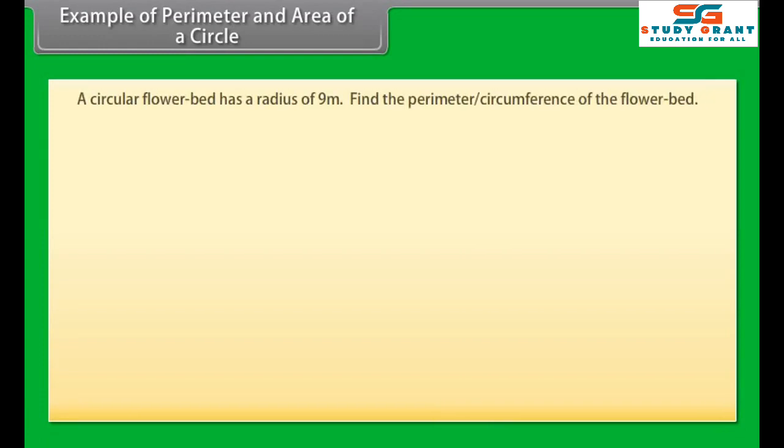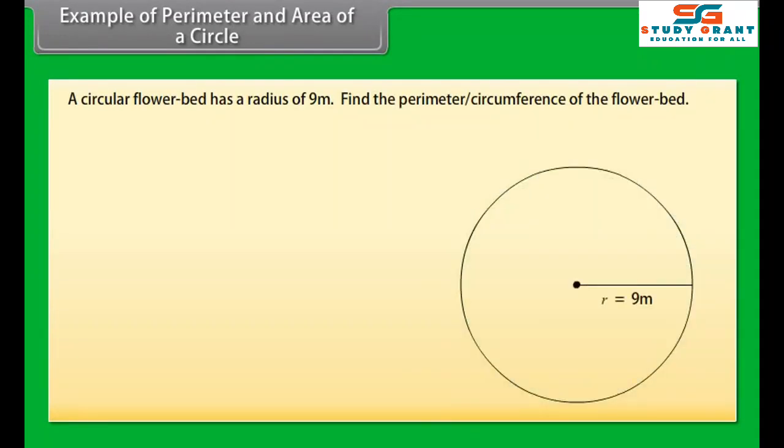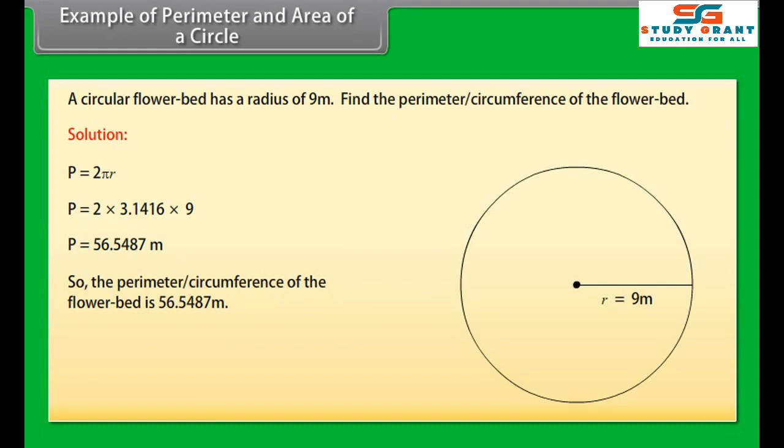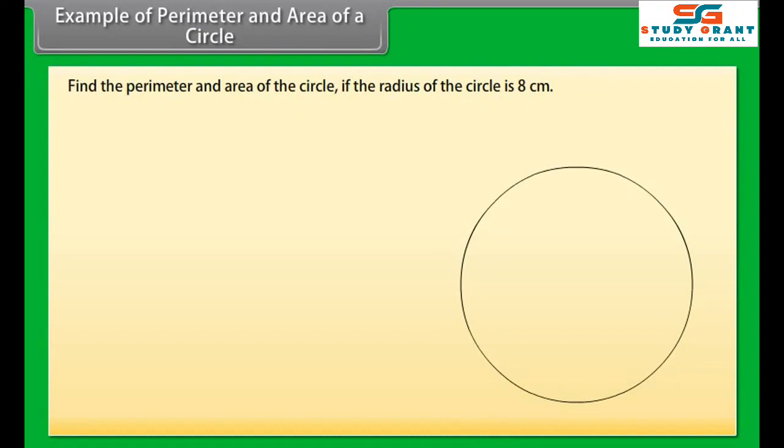Example 1. A circular flower bed has a radius of 9 meter. Find the perimeter or circumference of the flower bed. Solution. We know that perimeter P is equal to 2 into pi into r. Substituting the value we get, P is equal to 2 into 3.1416 into 9, which is equal to 56.5487 meter. So, the perimeter or circumference of the flower bed is equal to 56.5487 meter.